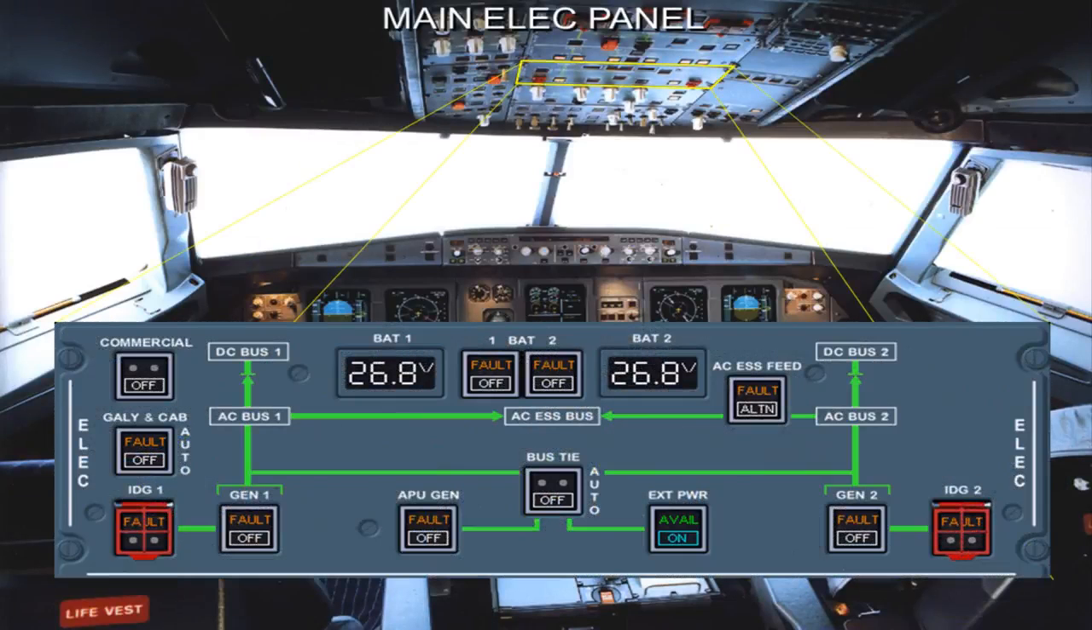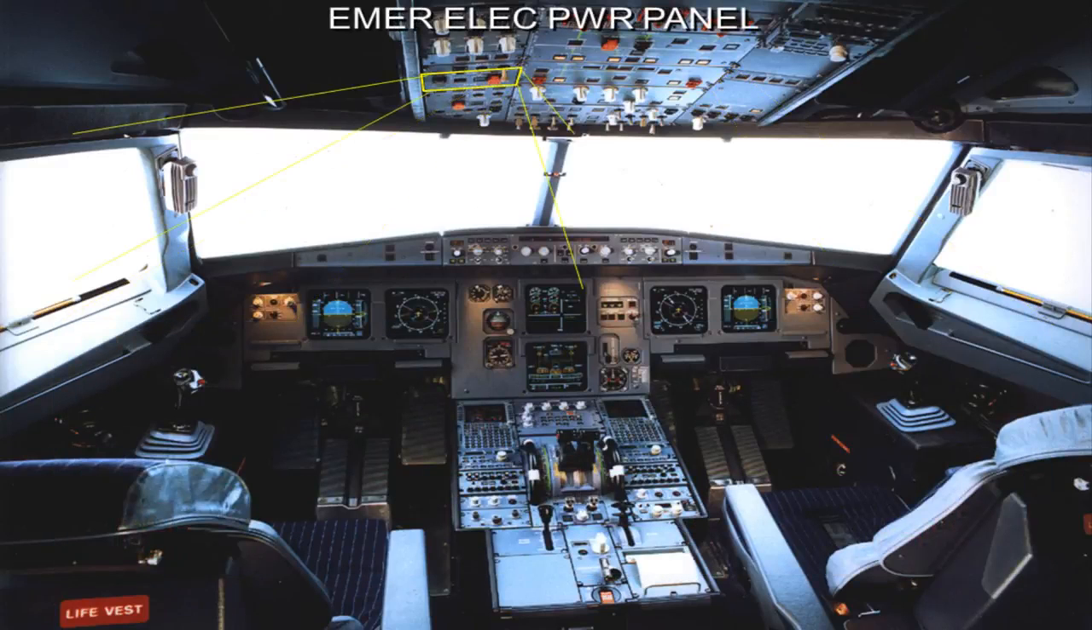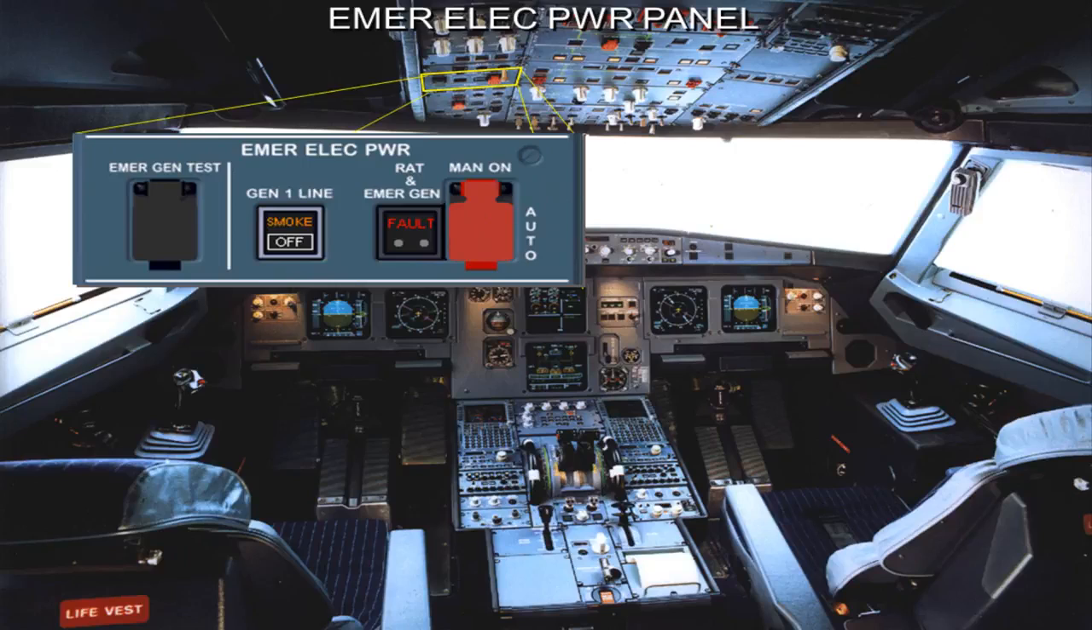The electrical panel is located on the overhead panel. On the 318, a commercial push-button switch is added on the electrical panel. For emergency cases, there is an EMER Elec Power panel on the left-hand side of the overhead panel.